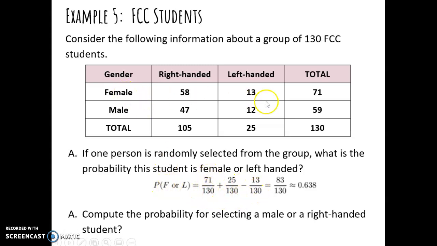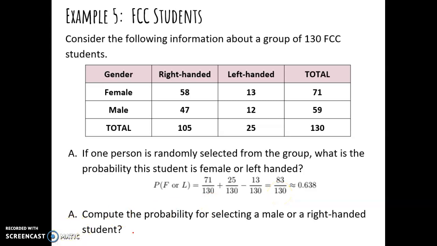A female: there are 71 females out of 130, plus left-handers: there are 25 total left-handers out of 130. But if you look, this 71 and the 25 both had 13 included, so we need to subtract that overlap. So subtract those that are both female and left-handed. Female and left-handed is 13, so we're going to subtract that out. We get 83 over 130, which is 0.638.